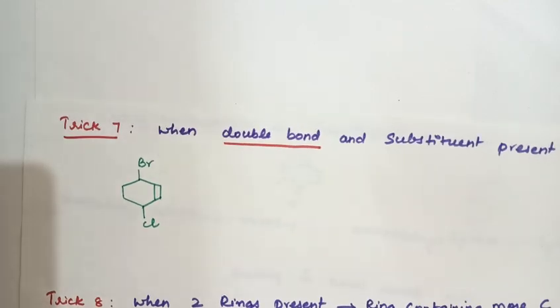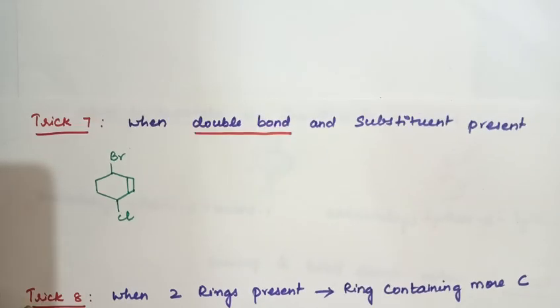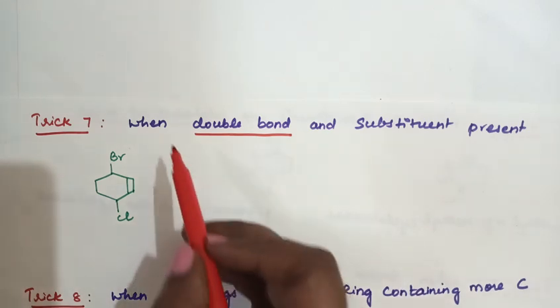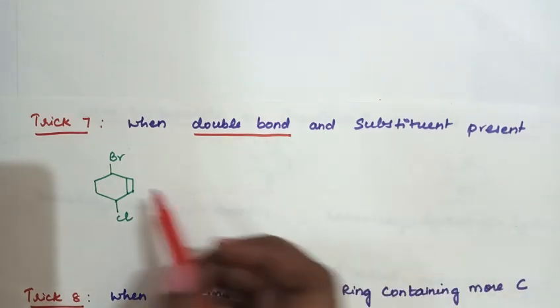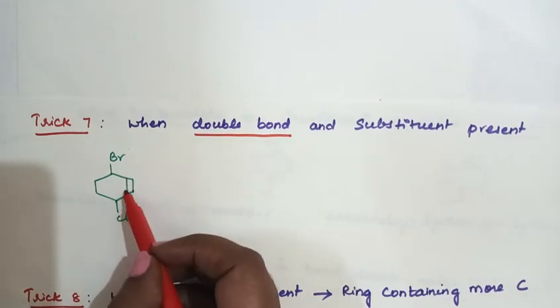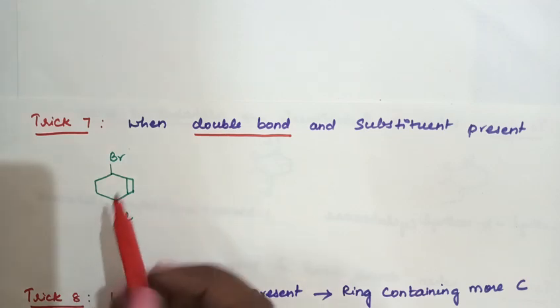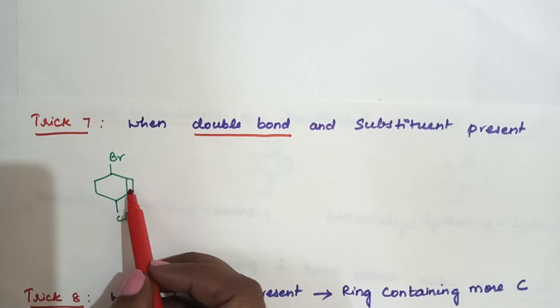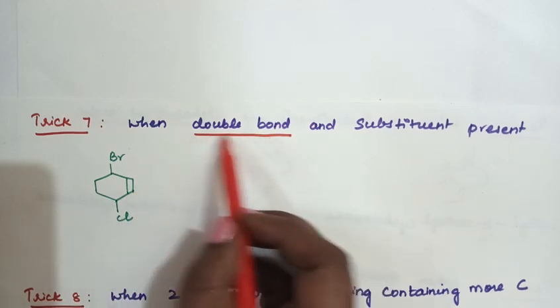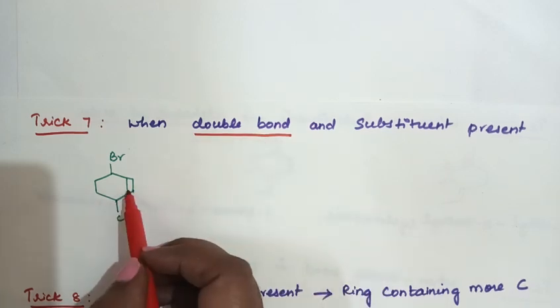So now trick number 7. Trick number 7 is when a double bond and substituents are present. So you can see one double bond is there and 2 substituents are there. So how to name this? To which do you have to give preference, the double bond or the substituent? So the answer is you have to give preference to the double bond. So here I have underlined it. So give preference to the double bond.